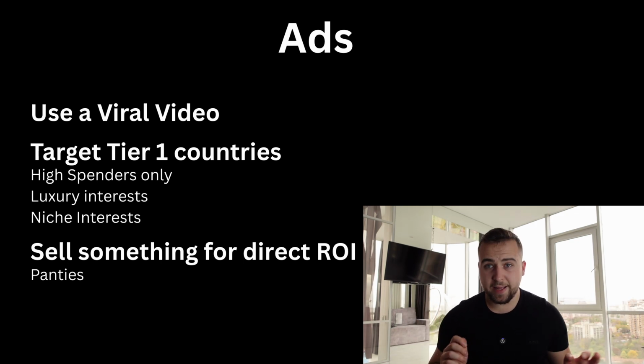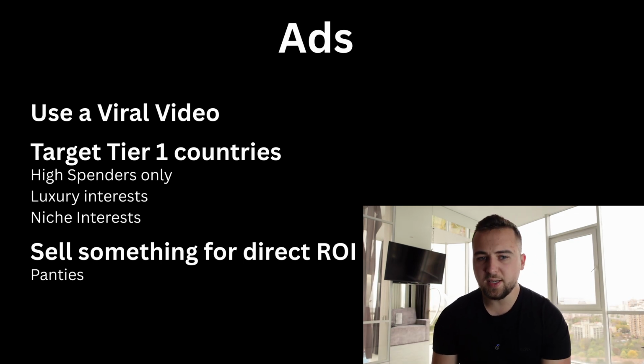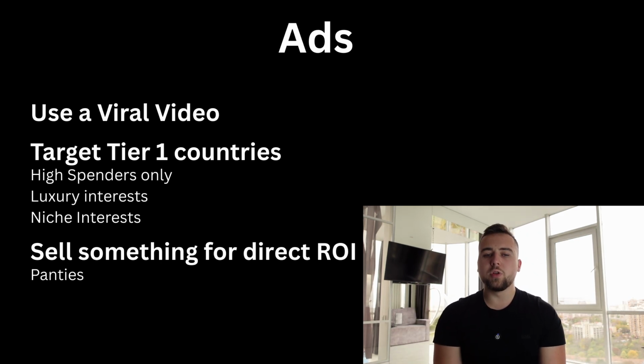Also you can run ads and you can make money through Instagram ads. I run my ads very lucratively. How do you do it? You use a viral video, you target tier 1 countries, and then you attract high spenders only. You can filter and target on Instagram ads, and you target only top tier countries. I like to target Germany, Switzerland, UK, Australia, US, Canada. Those are the countries I normally target.